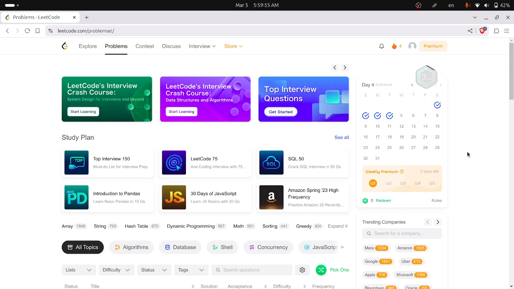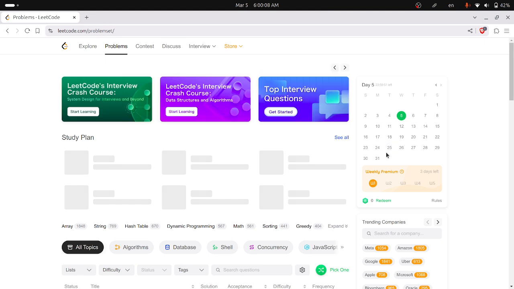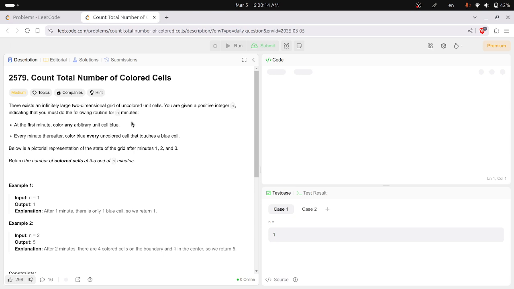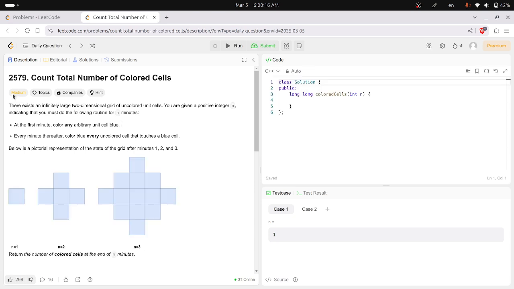So I will try to solve today's problem. So 1 second left. Let's refresh. It's available now. I think it's a medium rated problem. Yeah, it's a medium rated problem.